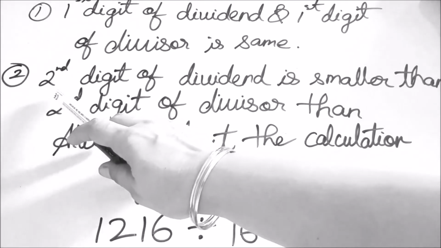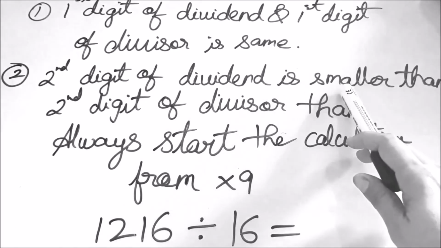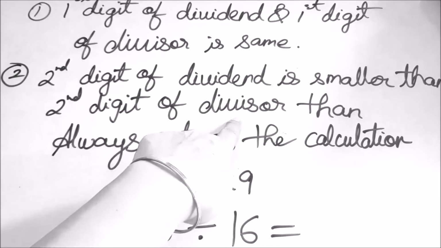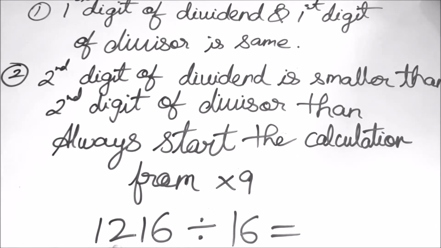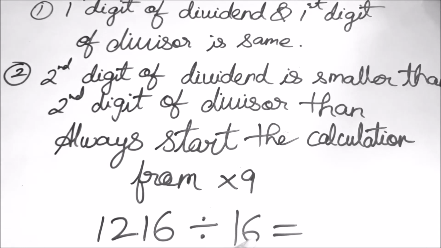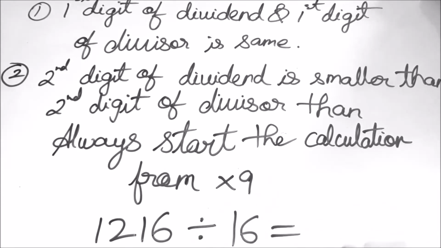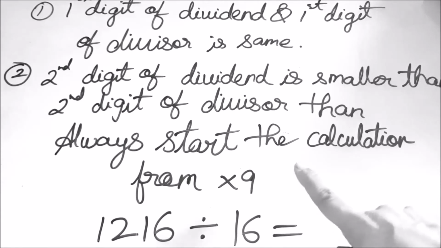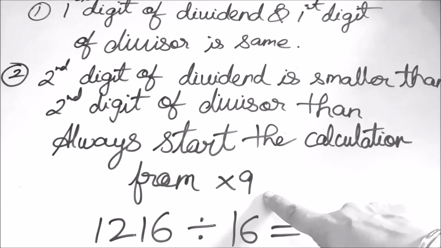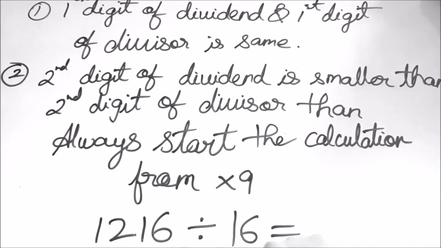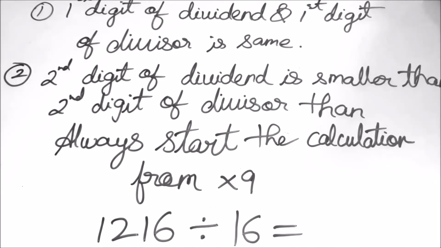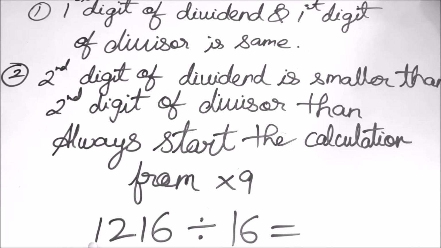The second is when the second digit of the dividend is smaller than the second digit of the divisor. Here in the sum, the second digit of the dividend is smaller than the second digit of the divisor. So when you get these types of sums, always start the calculation by multiplying by 9. That is 16 into 9. You have to use the table directly, 16 into 9, and then start the calculation. 16 into 9 is 144. Now you cannot subtract 144 from 121.